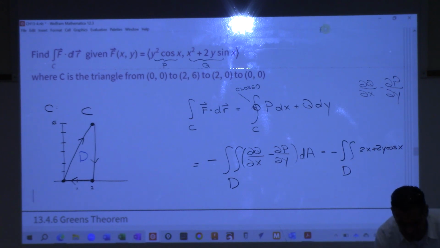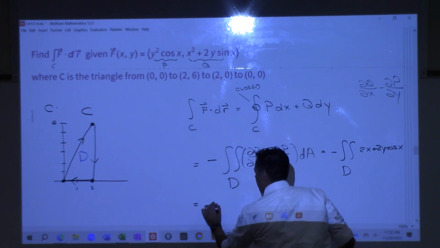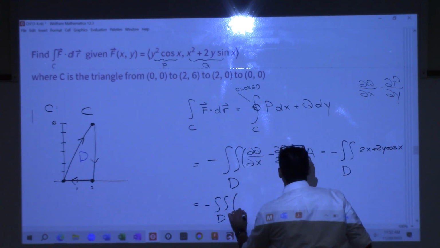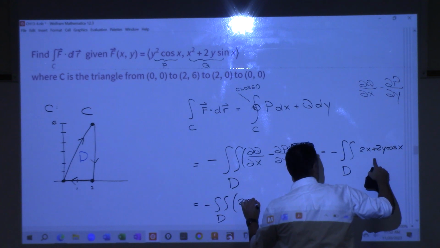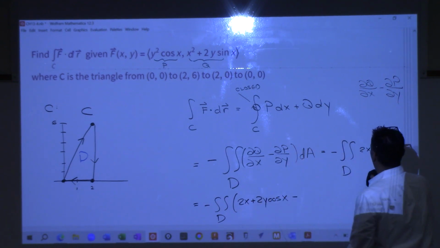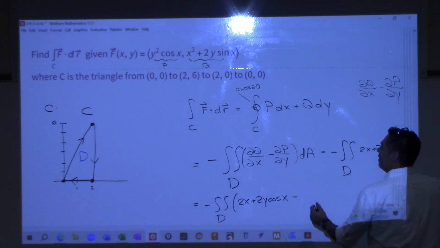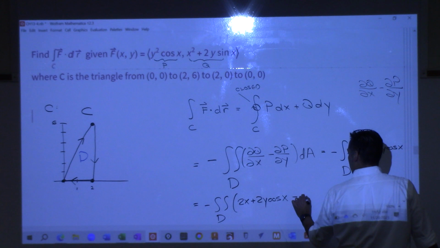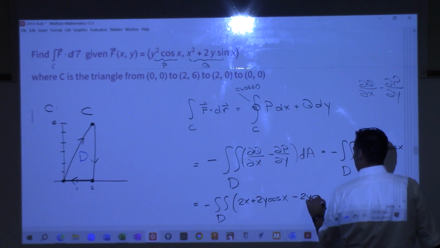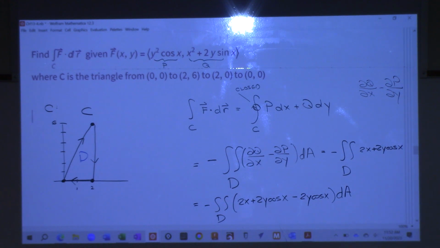Is that all right with y'all? I'm going to do it down here. So this was negative double integral over D of 2x plus 2y cosine x minus, and now the partial P with respect to y. What is it? 2y cosine x dA. Isn't that nice?